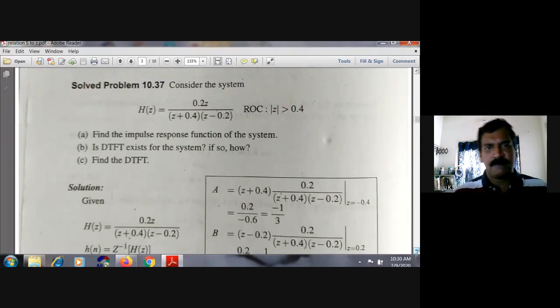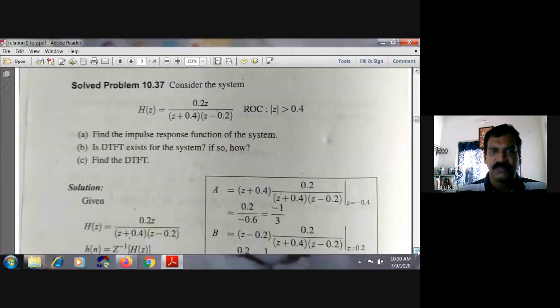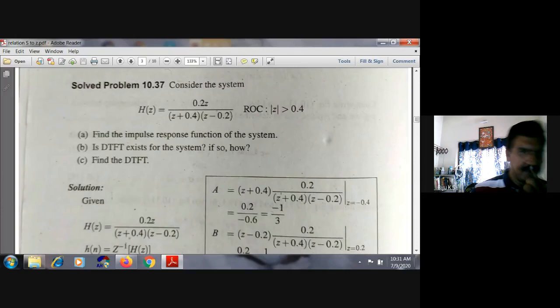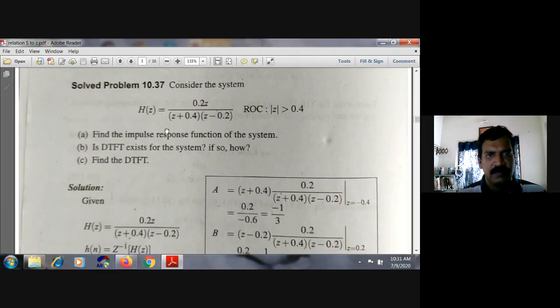So consider a system H(z) equal to 0.2z by (z plus 0.4) into (z minus 0.2). Its ROC is |z| greater than 0.4. Okay, so we get some system function.